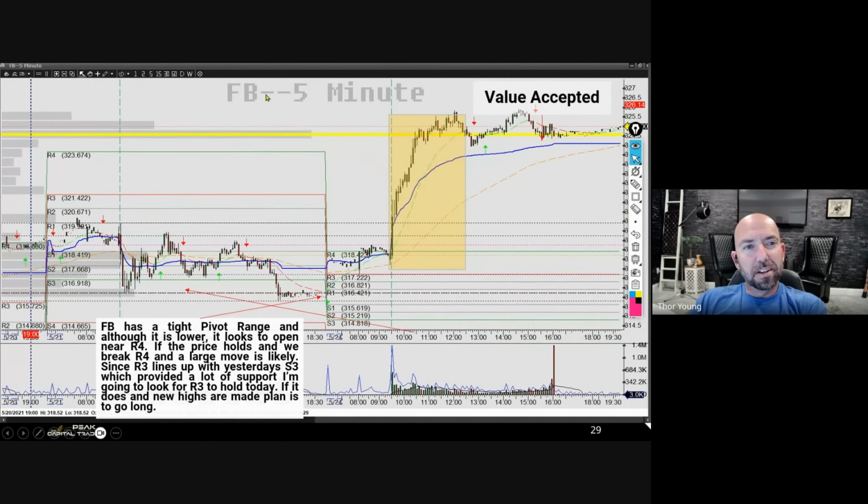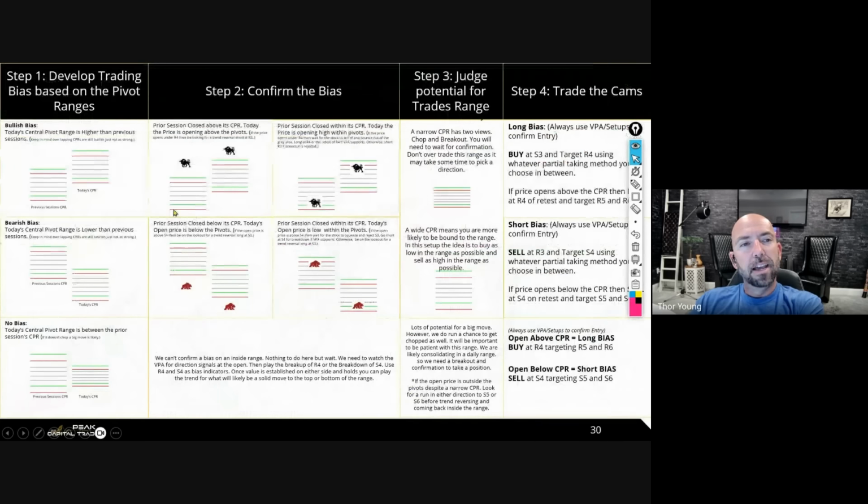Right. Oh man, this is an old one. Look, this is off of pre-Meta. This is back when they called it Facebook. This just shows you it even worked back then. R4 breakout, tight cams versus wide cams, right?